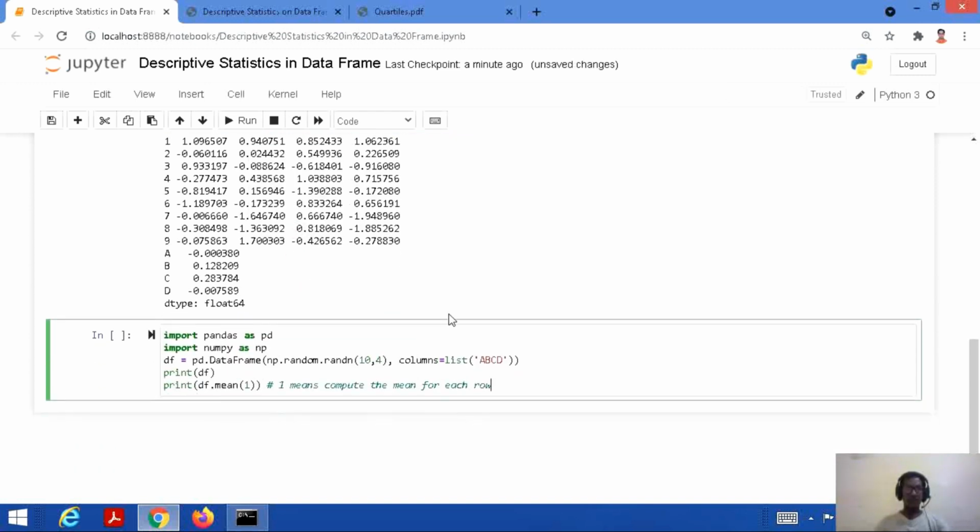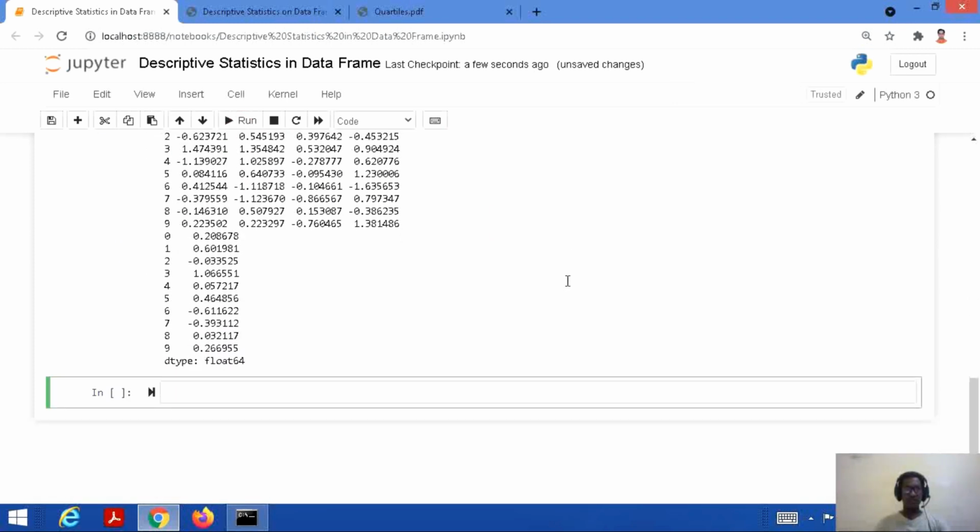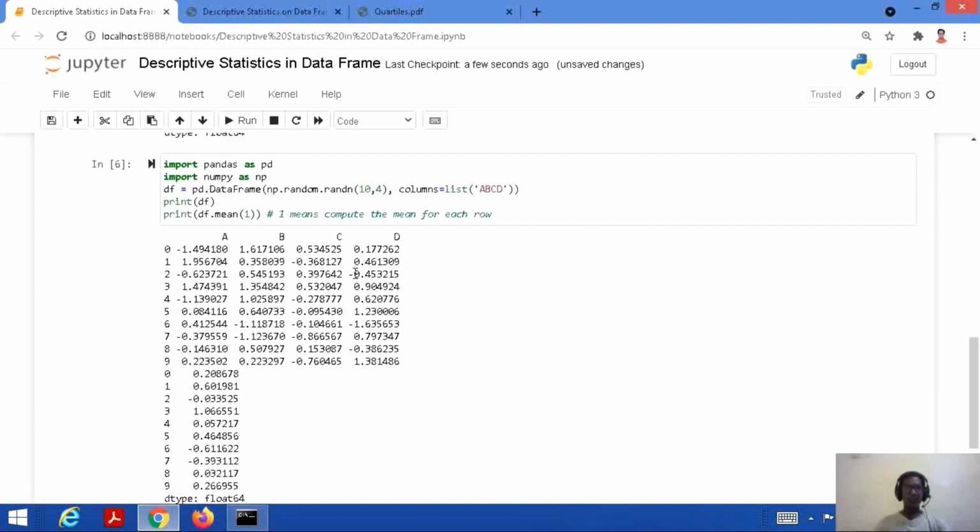Okay, so here it is. Again we are taking the same set of code, and we just made one change. That means instead of 0 we are giving 1 as an argument here in the mean method. Okay, so let's save this code and run it. So here it is. These are respectively the values of the mean for each row.